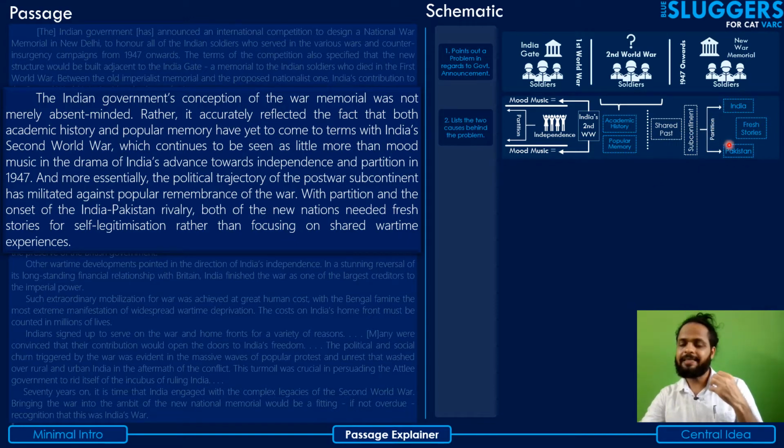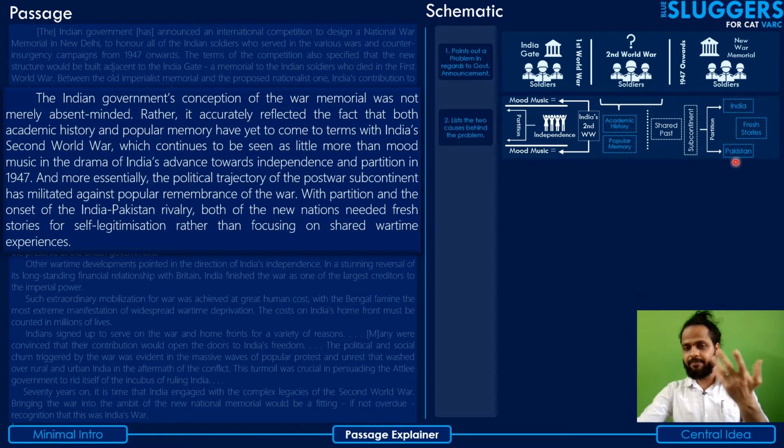What happened was that both these nations, rivals as they were, needed fresh stories to legitimize their own sovereignty as a new nation. And hence they kept focusing more on fresh stories to legitimize their own new nations, as opposed to focusing on a past which was shared by both of them. Right. So if India wants to legitimize its sovereignty as a new nation, it would rather focus on fresh stories than on the shared past that it has with Pakistan before partition, right?